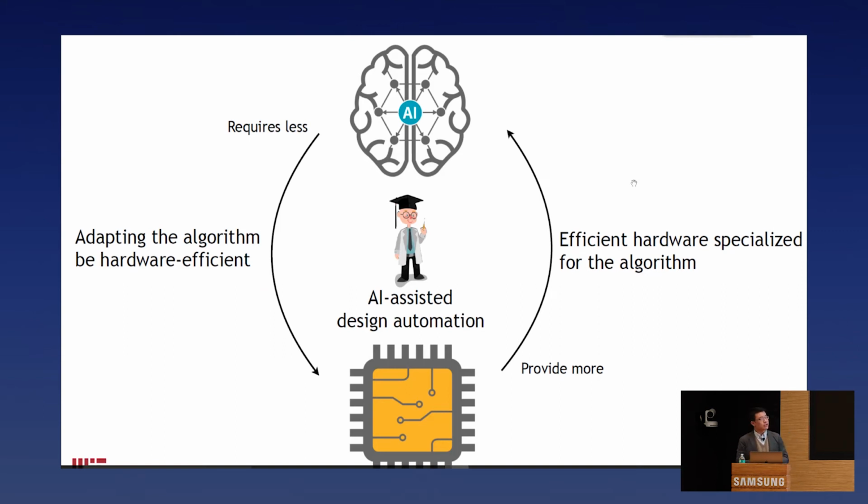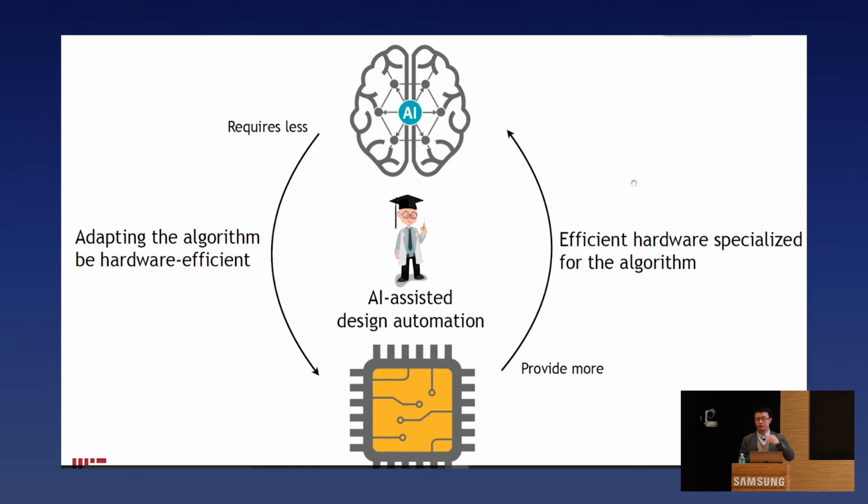So this is the big picture of my presentation. We have algorithm, we have hardware. So in the first part of my presentation, I will talk about how to adapt the algorithm to be hardware efficient so that the algorithm requires less computation and less hardware resource. Okay? In the second part of my presentation, I will talk about efficient hardware specialized for the algorithm.